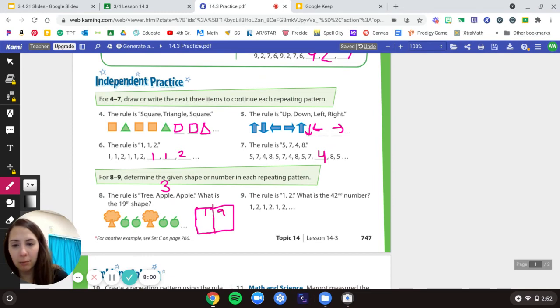19 divided by 3. Well, 3 can't go in, so we're left with 1. All right, so now we have 19. 3, 6, 9, 12, 15, 18. Oh, yeah, 6 times. 6 and 19 minus 18, we get 1 as a remainder. Now we're going to use that remainder to help us. So we'd go all the way through 6 times, and then 1. So the 19th shape is a tree.